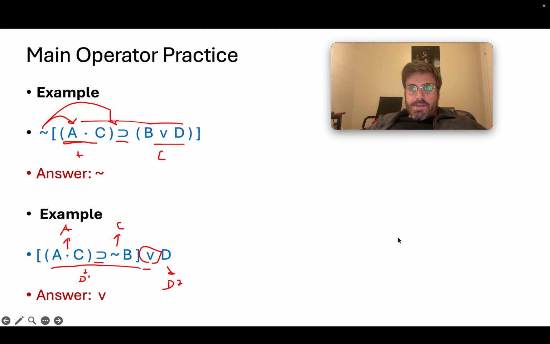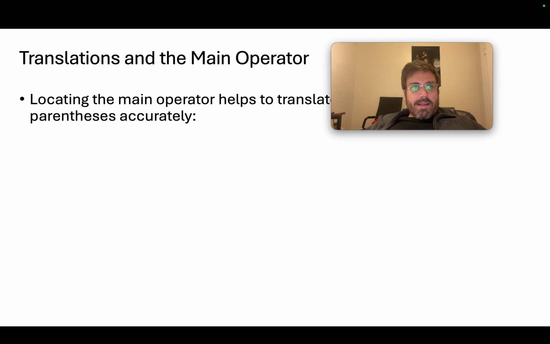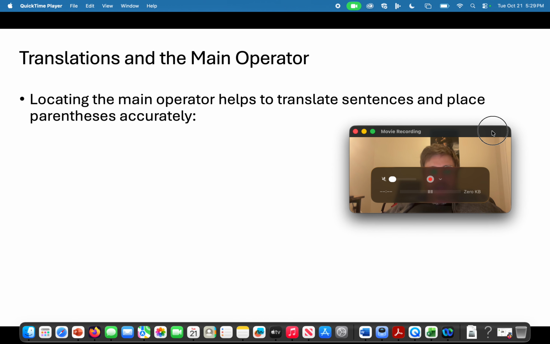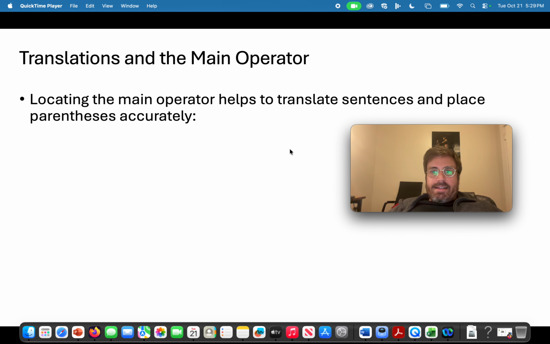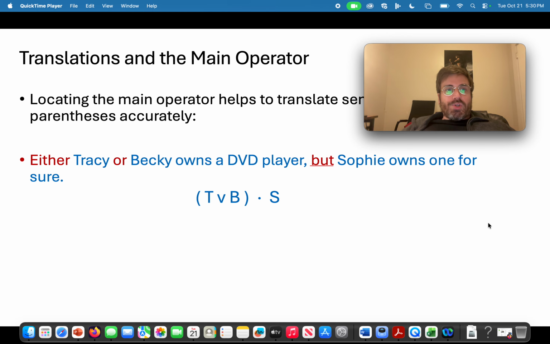Okay, this will take practice to get the hang of it, but it's important to know that the main operator is always outside parentheses and brackets. Locating the main operator helps us to translate sentences and to place parentheses accurately. And we need those parentheses in accurate locations in order to understand the weight of the sentence. So if we look at an ordinary sentence like this, either Tracy or Becky owns a DVD player, but Sophie owns one for sure.